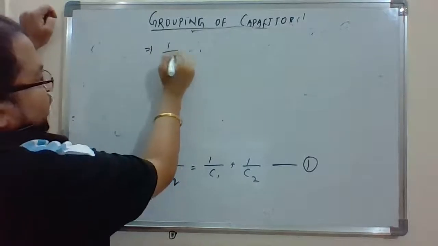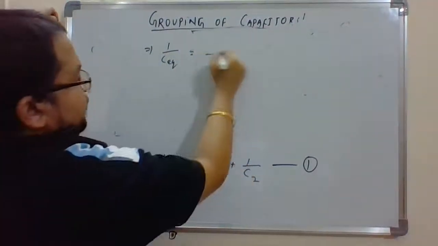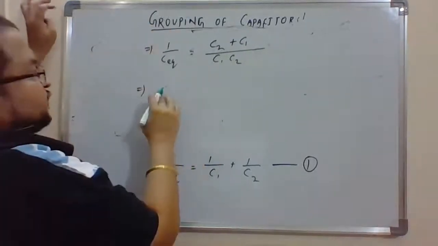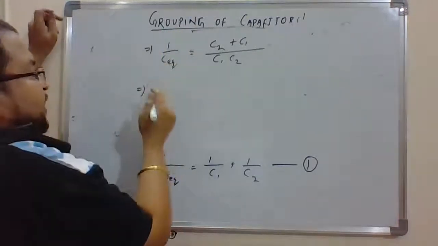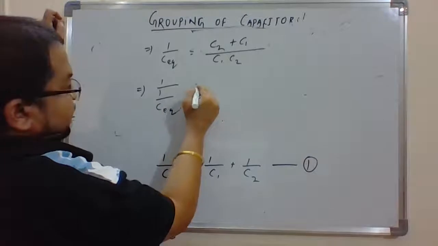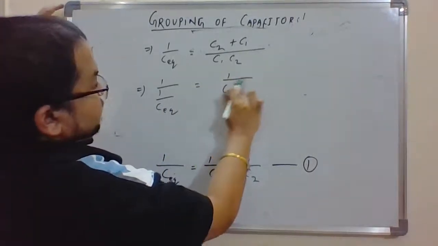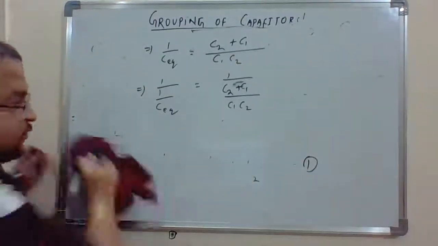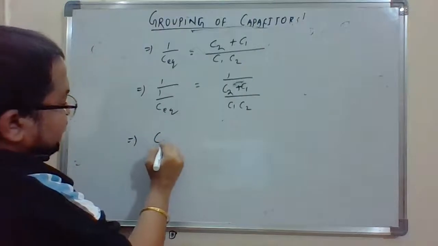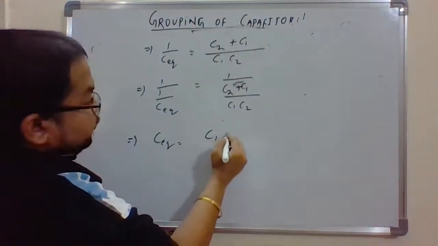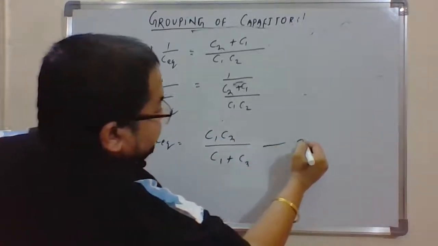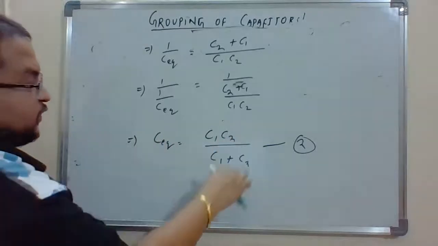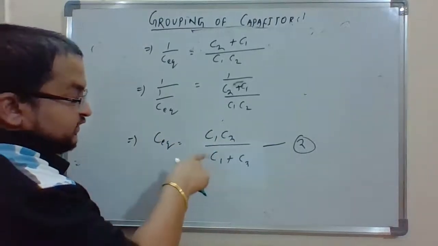So can I say that 1 by C equivalent is nothing but, LCM would be C1 C2. So obviously this would be C2 plus C1 over C1 C2. So if I want to find out C equivalent, I would just invert both sides. So that would result in C equivalent equals C1 C2 by C1 plus C2, right? Okay, so obviously, if two capacitors are in series, then the equivalent capacitance should be C1 C2 by C1 plus C2. And if you see, this is just the opposite of your resistors.